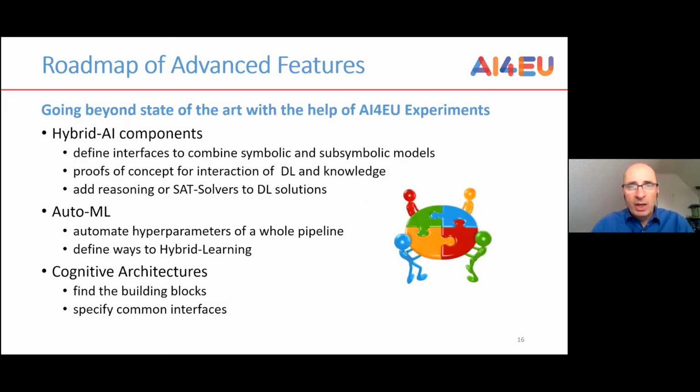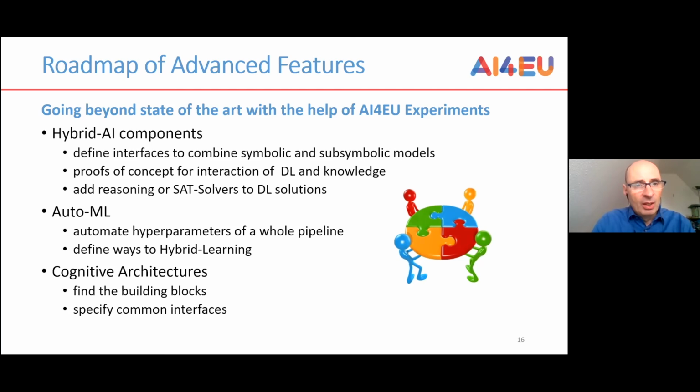So what can we do as the next steps? What will be the advanced features that we can implement? As I said, it can be hybrid AI components, so that we define standard or common interfaces to combine, for example, reasoning or knowledge-based systems with deep learning NLP models. This will be very interesting to see, because we know that machine learning and deep learning models are sometimes easy to confuse.